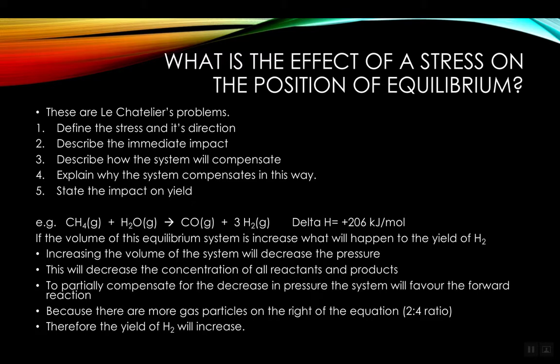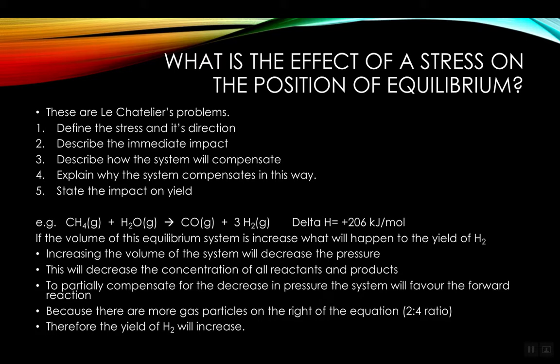So firstly, what is the effect of stress on the position of equilibrium? Now there's 5 steps that you need to follow here, and let's look at it in an example. So here is our example. It's an endothermic reaction where we've got the steam reformation of methane. Okay? Hydrogen's one of our products. So the question would be, if the volume of the equilibrium system is increased, what happens to the yield of the hydrogen? So our first step is to define what the stress is and its direction.